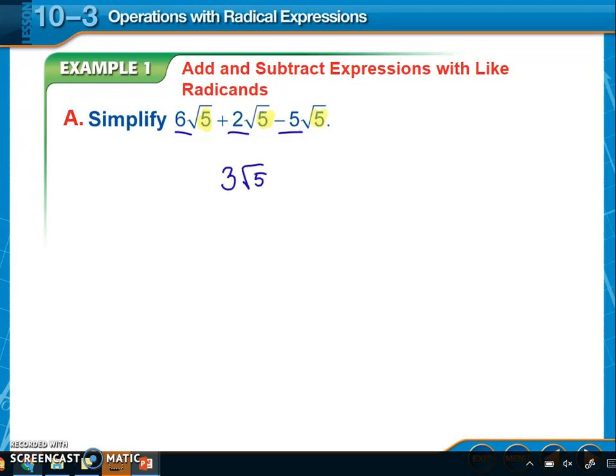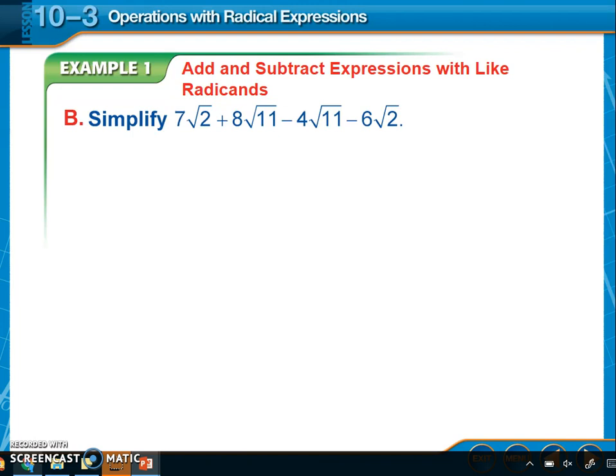It's almost like you're thinking of that square root as if it was a variable x. So if you had 6x plus 2x minus 5x, you would say that is 3x. It's the same thing, except instead of x, we have a square root. And that's what we do when we have the same term.